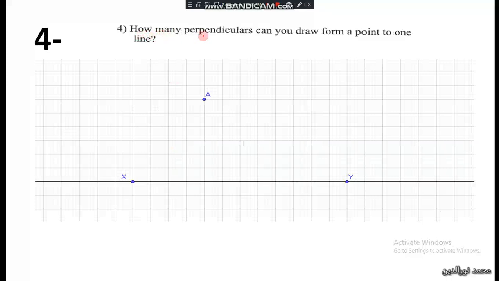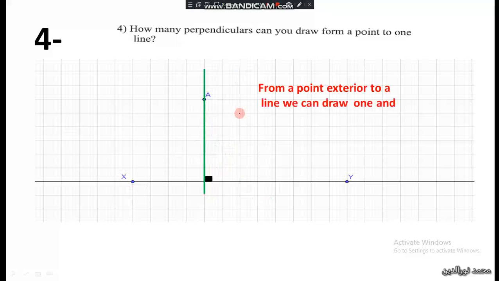Part 4. How many perpendiculars can you draw from a point to one line? So we have a line and a point which is exterior to the line, and the question is how many perpendicular lines we could draw to this line passing through A. So this line, or this line, or this, or this, or this one, so the green one is the only line which is perpendicular to the line XY. So from a point exterior to a line, we can draw one and only one perpendicular to that line.